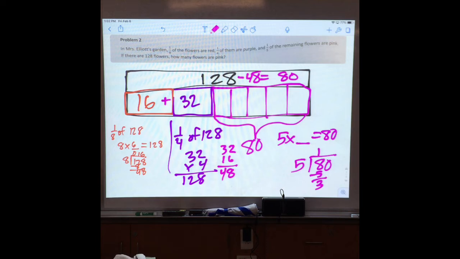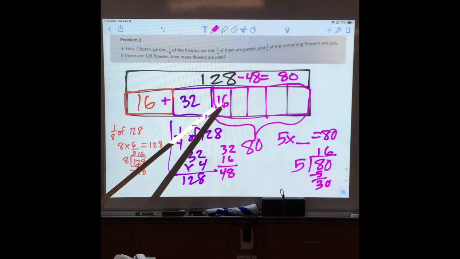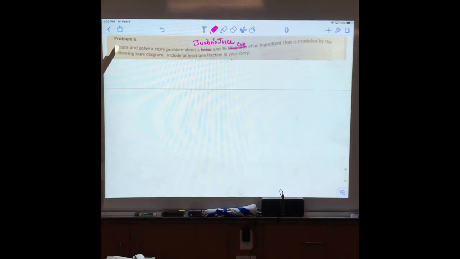Leaves us with 30, right? I'm sorry, leaves us with 3. Drop the 0, leaves us with 30. 5 times what is 30? 6. What is each of these boxes? Each of these boxes are 16s, but we only need to know the pink ones. How much is the pink? The pink are 16.